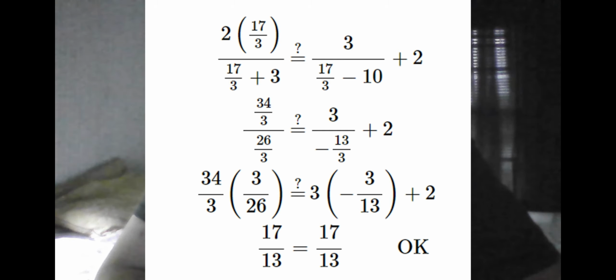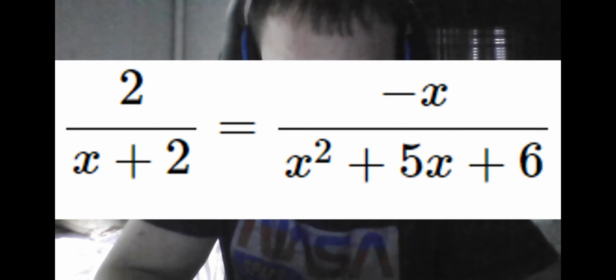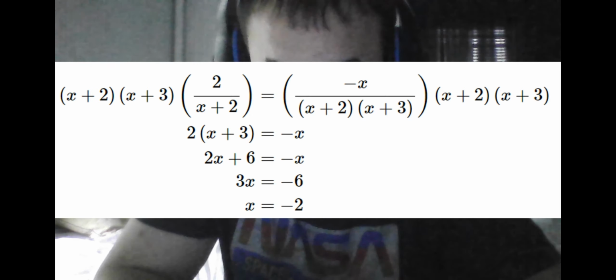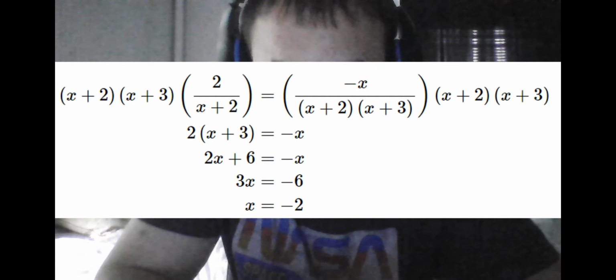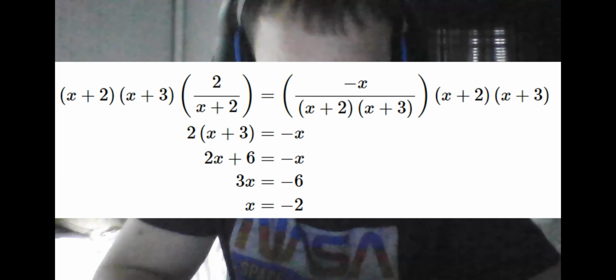However, the caveat to fractions, no matter how simple they may look, is that you can never get division by 0 when you plug back in values of x, as this example will demonstrate. We first factor both sides into their simplest form to get the least common denominator, which will be x plus 2 times x plus 3. So when we multiply by this, the fractions go away.